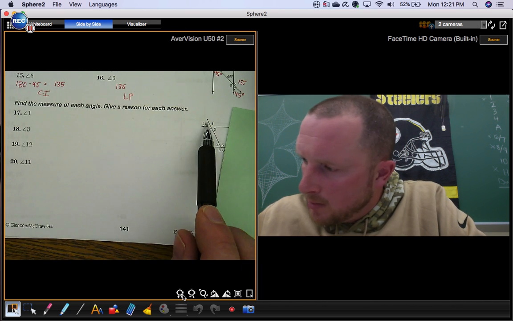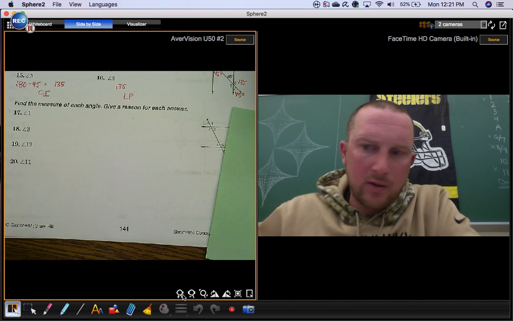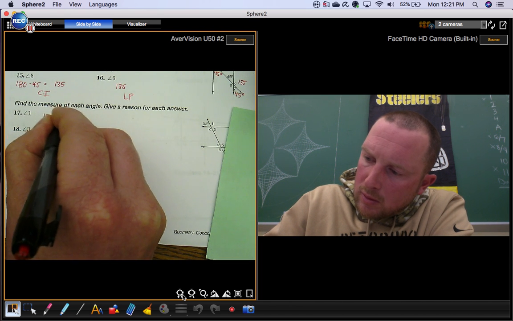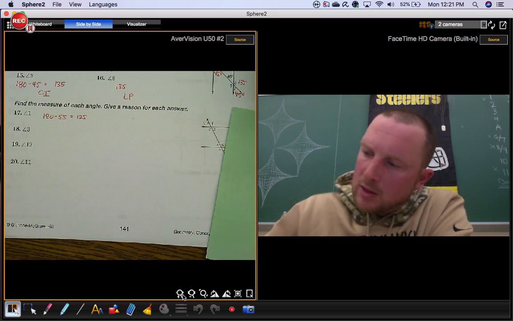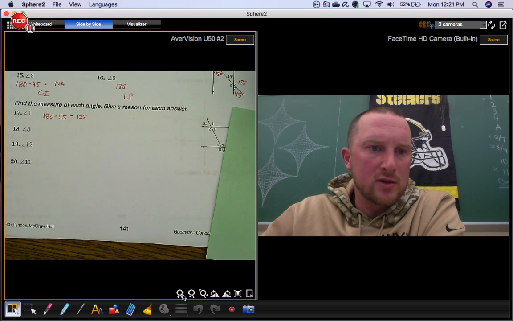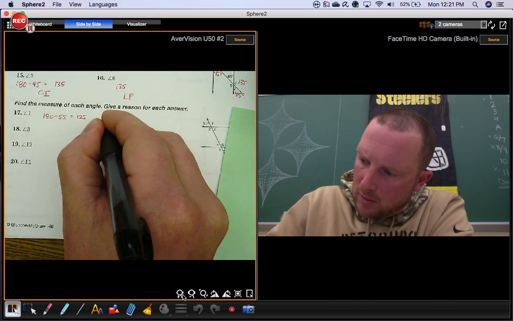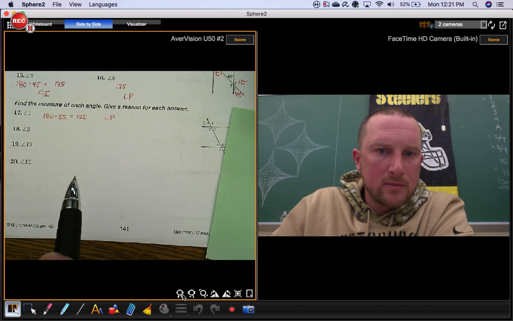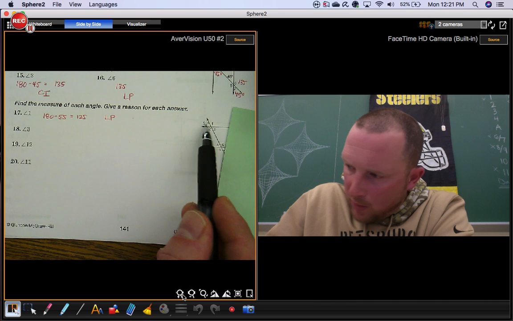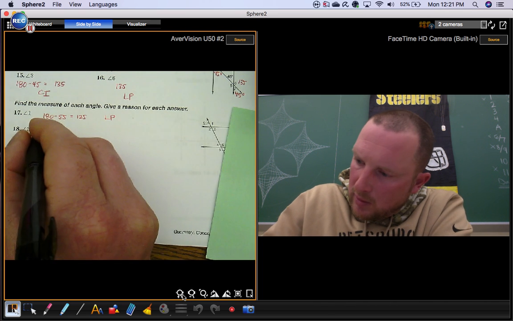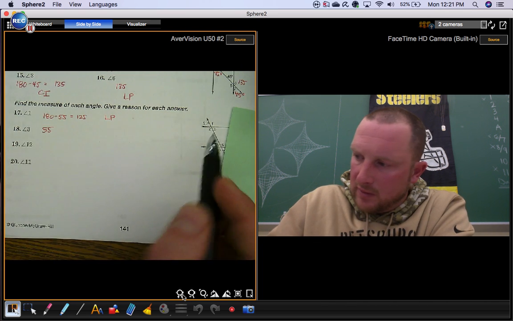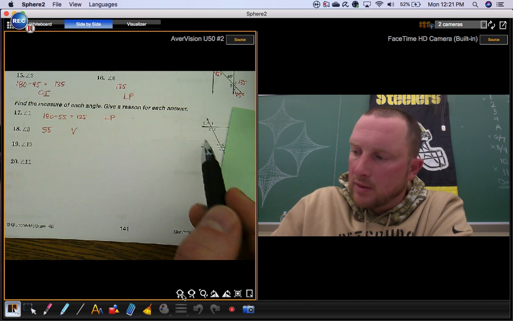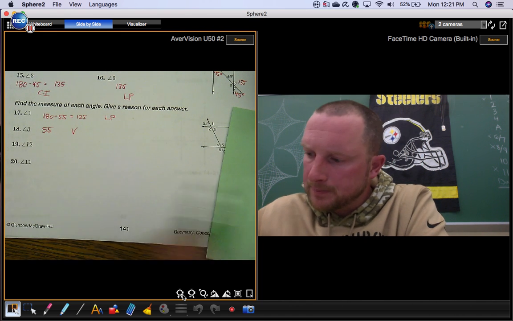Notice how angle 1 makes a linear pair with that 55-degree angle. So we know that angle 1 has a measure of 125 degrees. It's a linear pair with that angle. That's the reason. What about angle 3? Well, angle 3 is going to be 55 degrees. It's vertical with the 55-degree angle that's given.